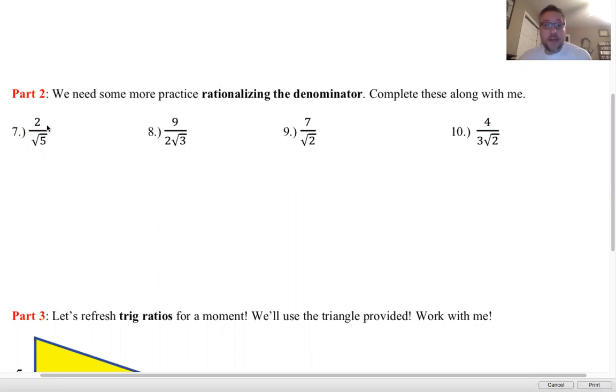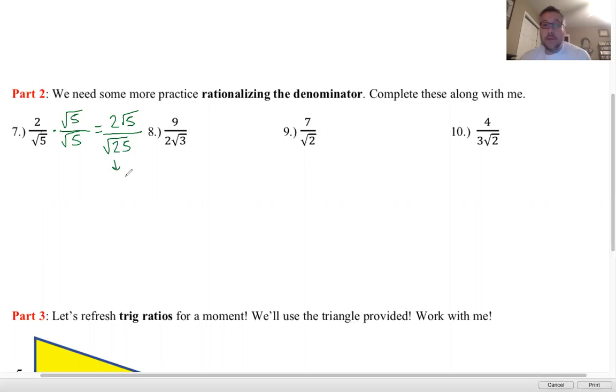Number 7 is a fraction, a whole 2 divided by the square root of 5. This square root of 5 is the problem, so you multiply by that very problem, the square root of 5, to the numerator and denominator. The reason you can do this is anything divided by itself is 1. You're not changing the value of the problem. So now you multiply straight across. 2 times root 5 is 2 root 5 over the square root of 5 times the square root of 5 is the square root of 25.